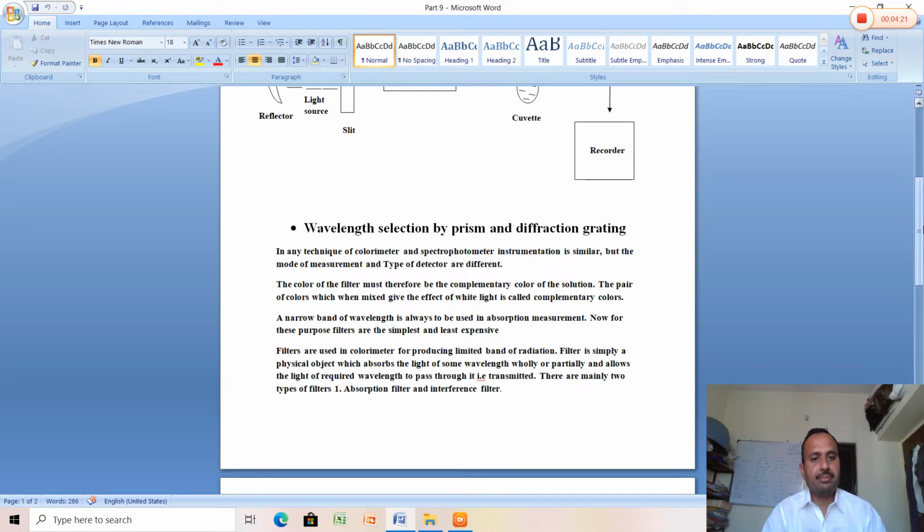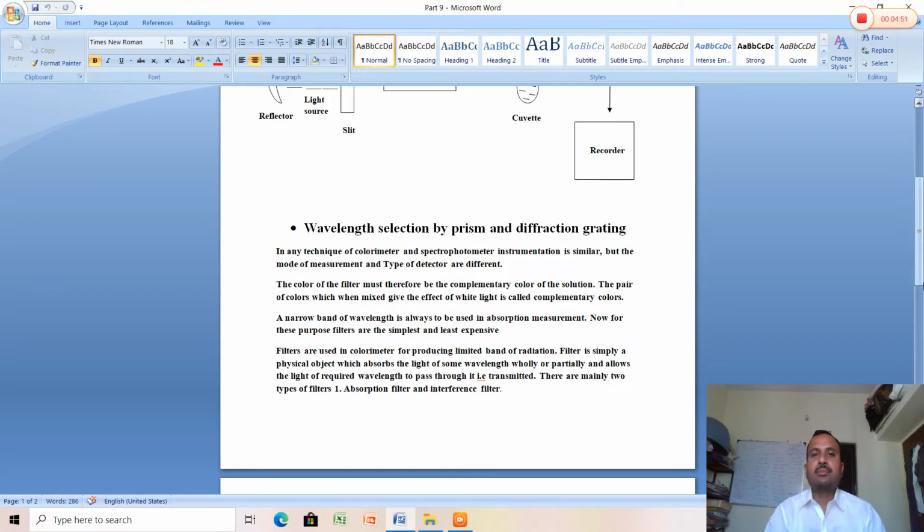Filters are used in a colorimeter for producing a limited band of radiation. Filter is simply a physical object which absorbs the light of some wavelength wholly or partially and allows the light of the required wavelength to pass through it, that means transmitted radiation. There are mainly two types of filter: one is the absorption filter, another is the interference filter. So that is all about the filter system.